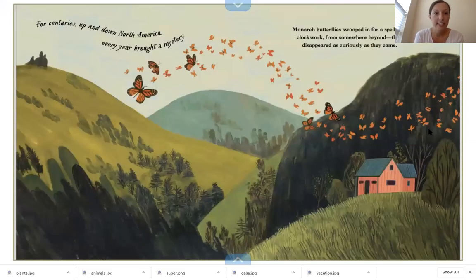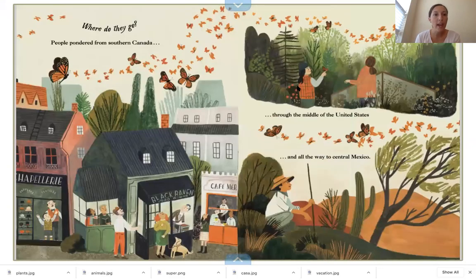For centuries, up and down North America, every year brought a mystery. Monarch butterflies swooped in for a spell like clockwork from somewhere beyond, then disappeared as curiously as they came. Where do they go? People pondered.